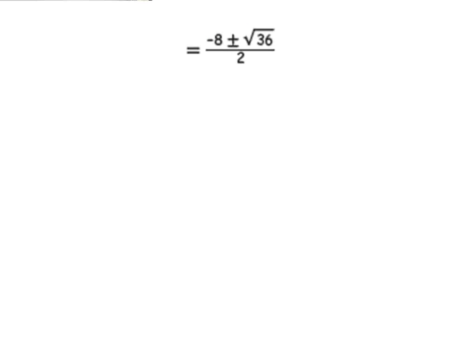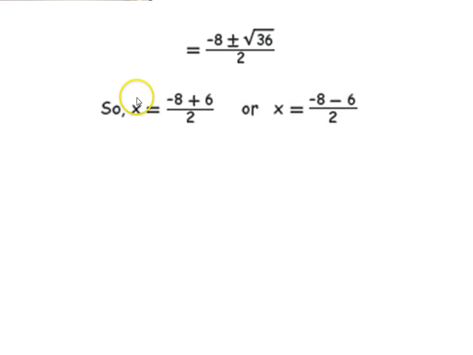So start a new sheet here. The square root of 36. What is the square root of 36? I know that because 36 is a perfect square. It is 6. So what this means now is that x is going to be equal to negative 8 plus 6 divided by 2, or x could be equal to negative 8 minus 6 divided by 2.